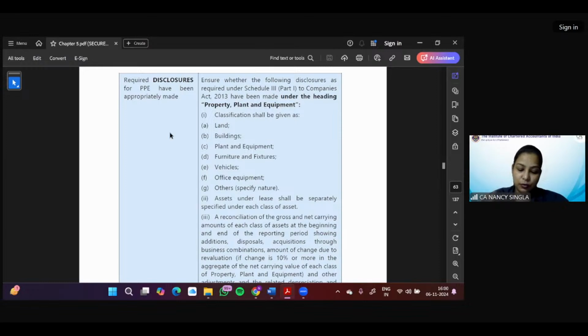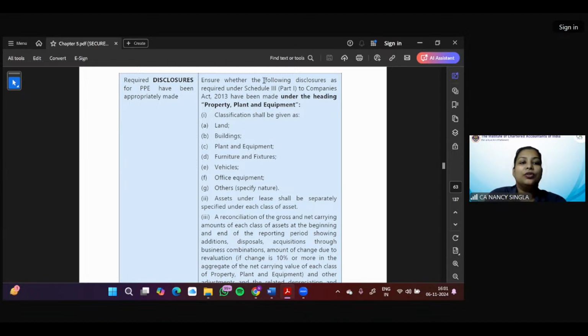The classification will be given as what? Just go through point number A to G. Point number A to G. So it is what? Your land, building, plant and machinery, furniture, fixtures, vehicles, office equipment, others, and assets under lease, obviously that shall be shown separately under each class of asset.